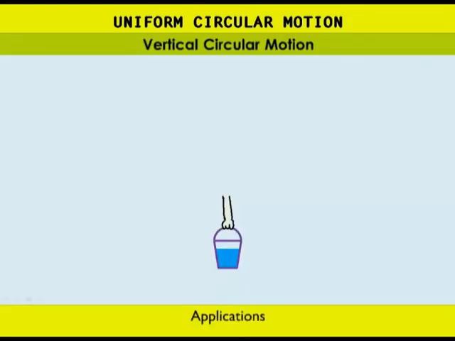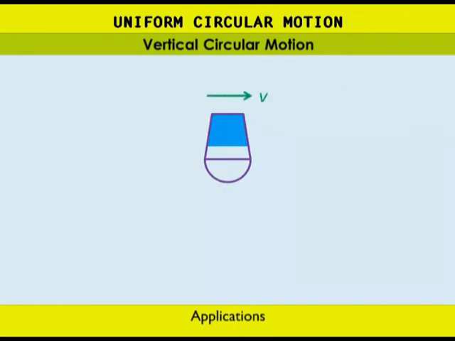Now, let's talk about some applications of vertical circular motion. Consider a person swinging a bucket with water at constant speed in a vertical circle. How can the water stay in the bucket? Let's consider the water when the bucket is in its topmost position. At this instant, the water has a horizontal velocity v.